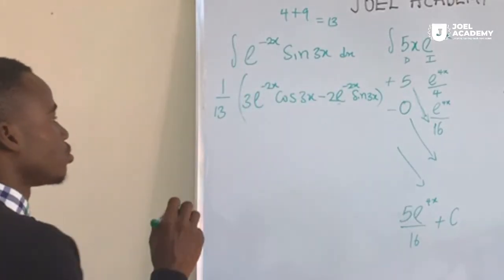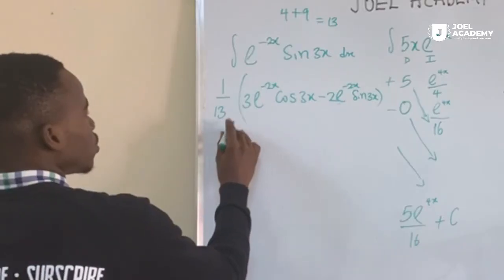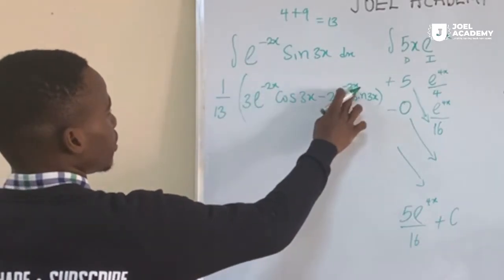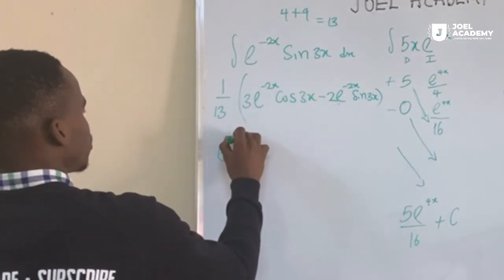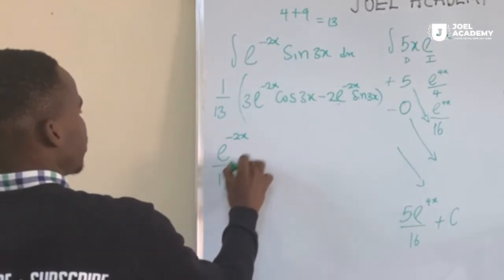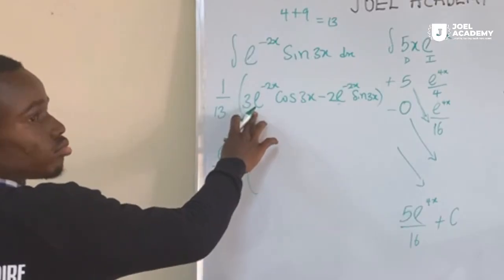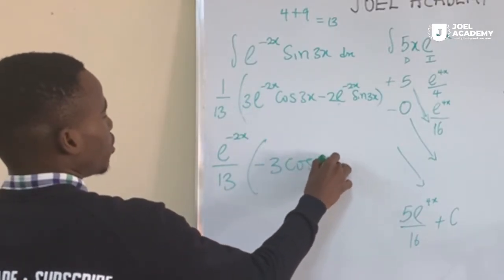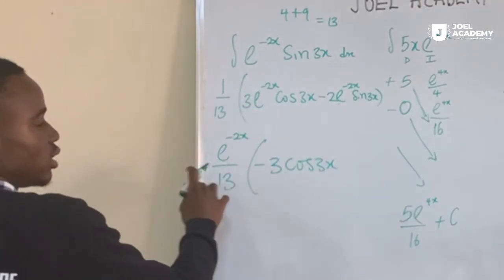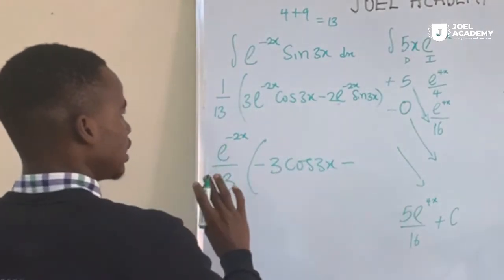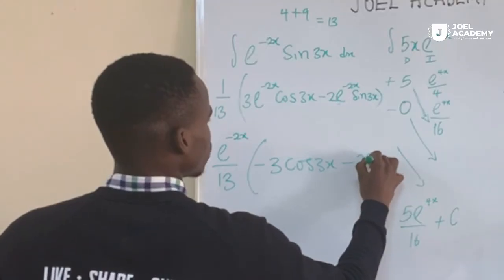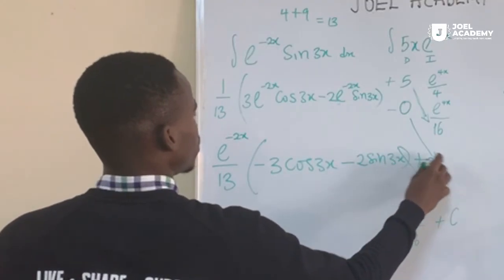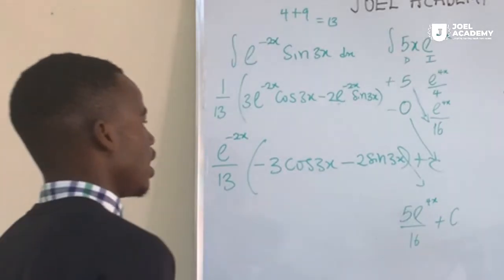But I told you, you do what? To the first one, let's factor out exponential minus 2x. So we have exponential minus 2x over 13 in bracket. What do you do? Minus the first one, minus 3 cos 3x, because exponential has already, we have factored it out. Then leave this as it is, 2 sine 3x plus c. So this becomes our answer.